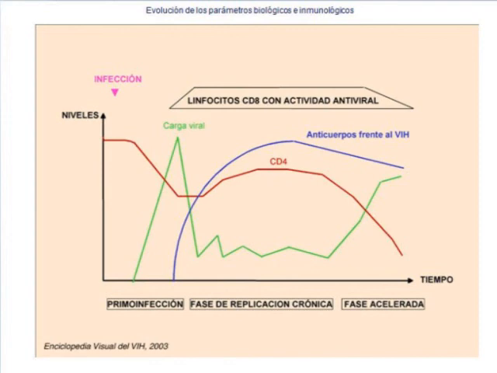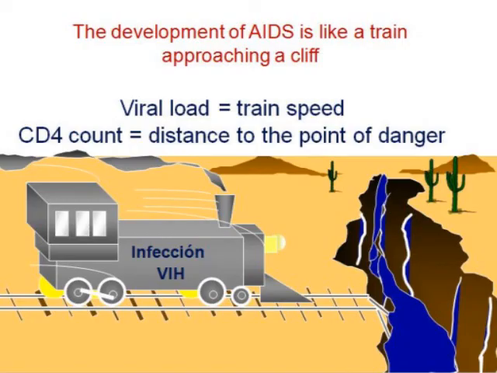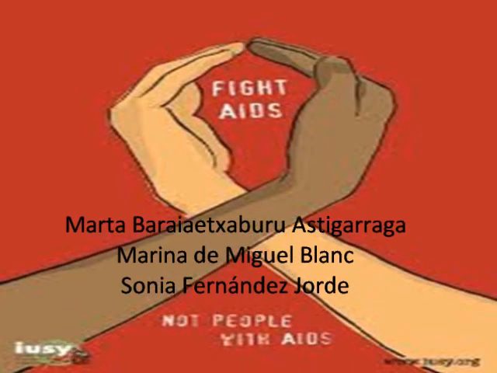In AIDS patients, the probability of developing AIDS in 6 years is the one you can see in this graphic. We have the viral load and the CD4 count, and you can see how the graphic changes. Unfortunately, the development of AIDS is like a train approaching a cliff. The viral load can be the train speed, and the CD4 count the distance to the point of danger. So what we have to do now is to fight AIDS.